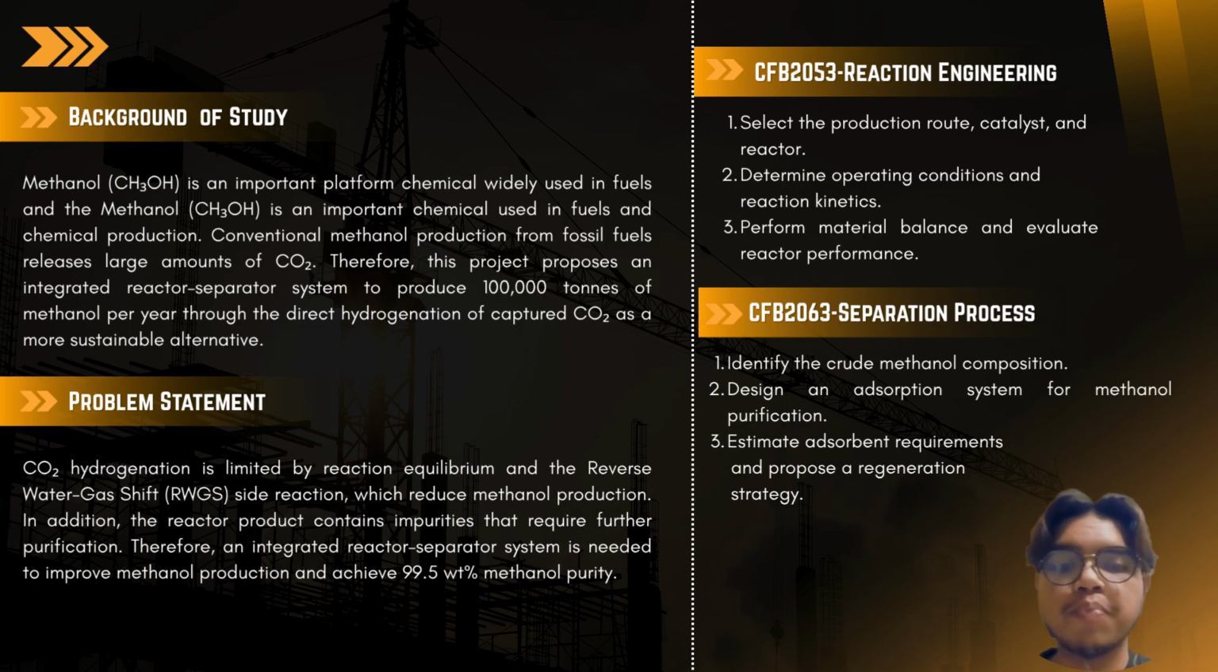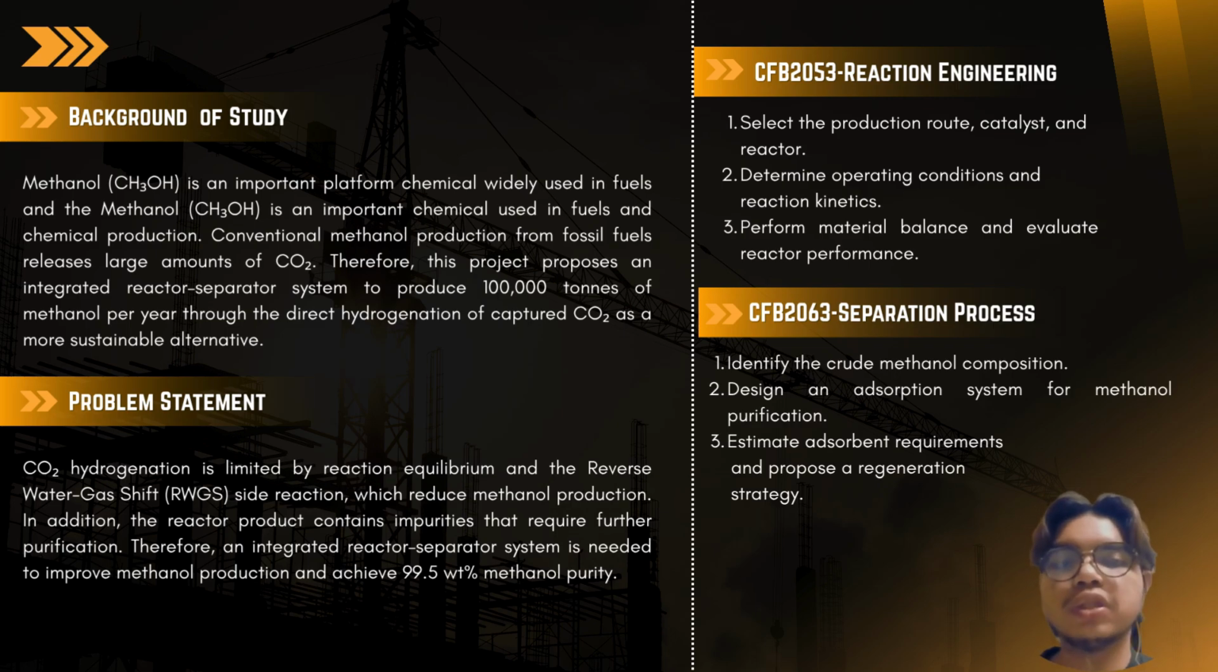Our project basically proposed an integrated reactor separator system to produce around 100,000 tons of methanol per year via the direct hydrogenations of captured CO2. But the challenge is that CO2 hydrogenation is limited by two key areas, which is the reaction equilibrium and the reverse water gas shift side reactions. And also, the effluent contains water and unreacted gas that must be purified first to hit the target purity of 99.5%. So how are we going to make this work?